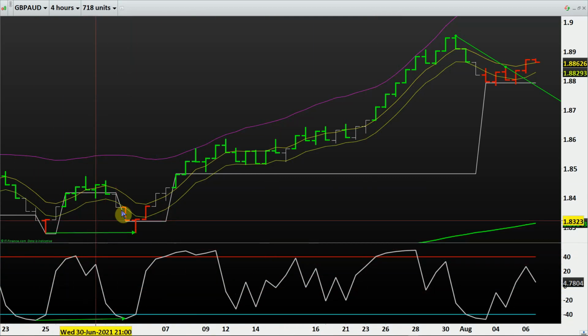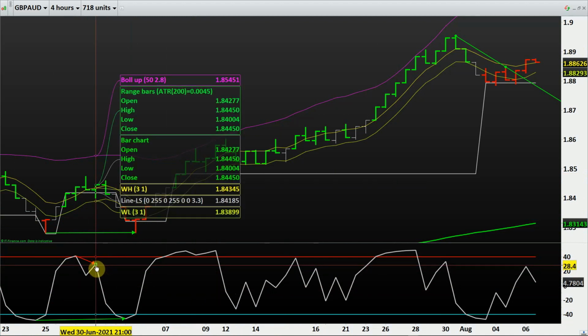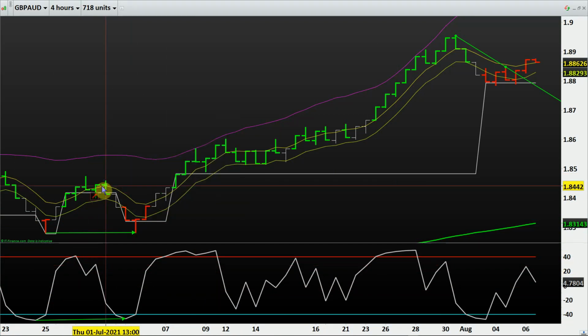But first see the pattern and then see the divergence. Don't make this tremendous mistake every amateur does. Is this a divergence? No, because the second one is not lower. Because this second one is lower, isn't it?